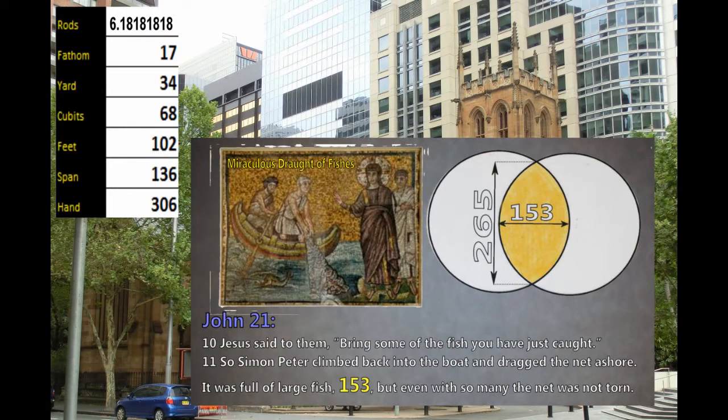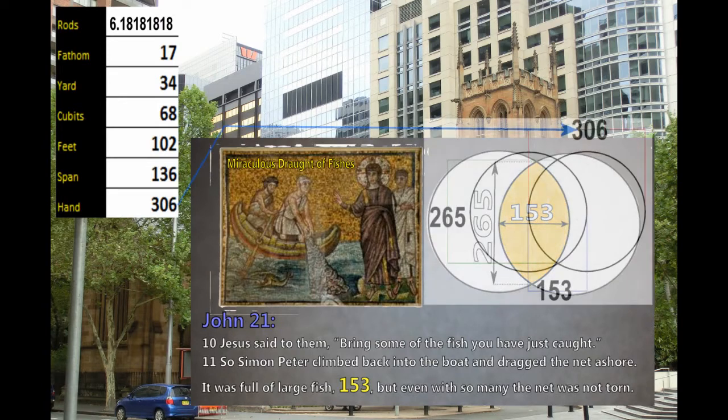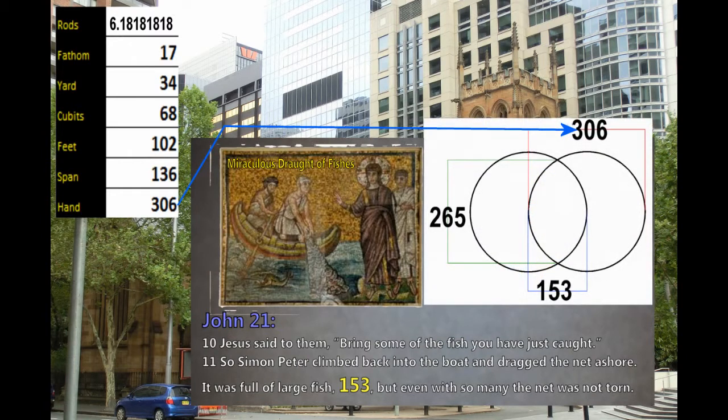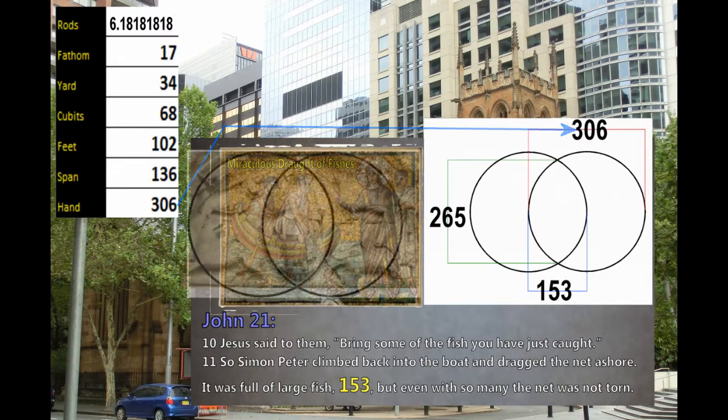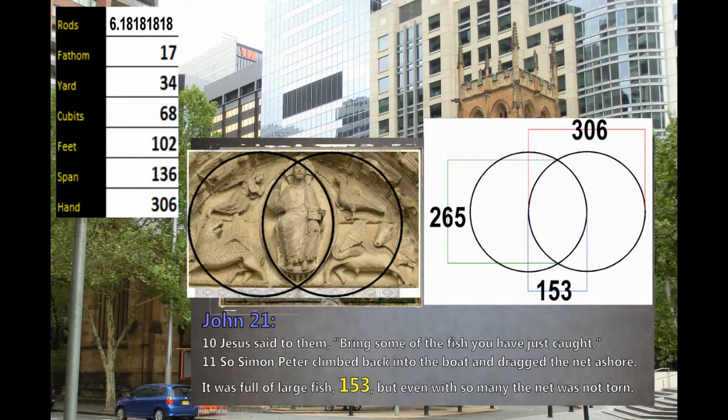Now, John 21 in the Bible, 153 fishes, but the net was not torn. Standard symbol across the Christian world and in churches, but there's also a deeper level there. So, for instance, 306 hands is 153 times 2, or the diameter of the circle, 153 the radius, 306 the diameter. On its own, well, again, you might say coincidence, but we can take that further.